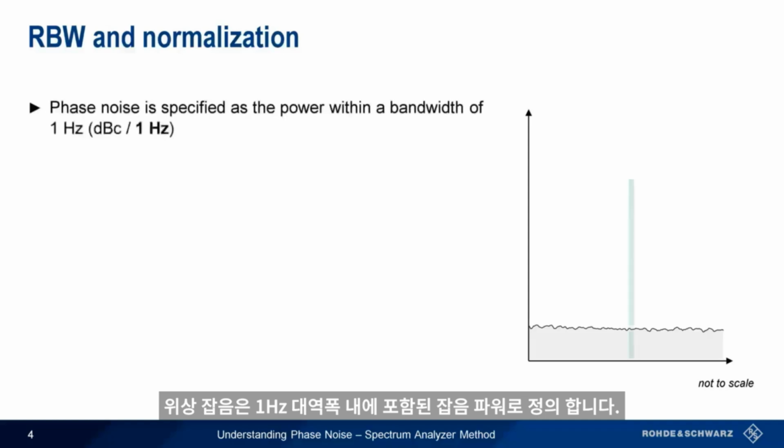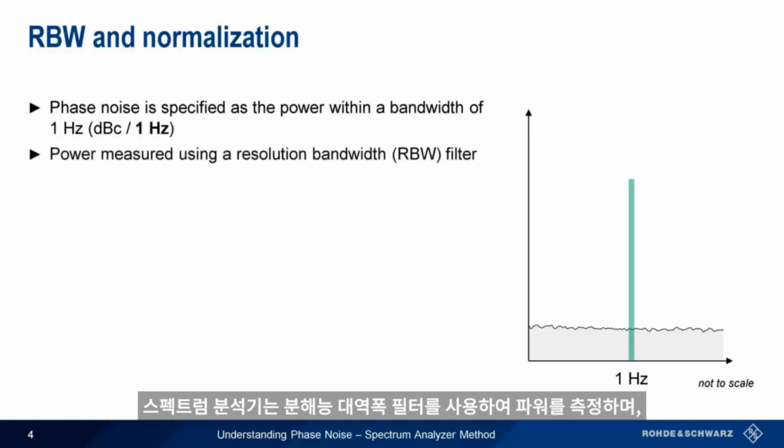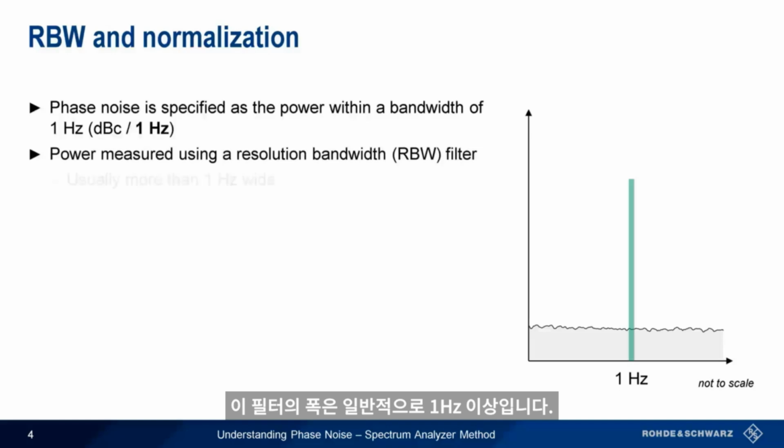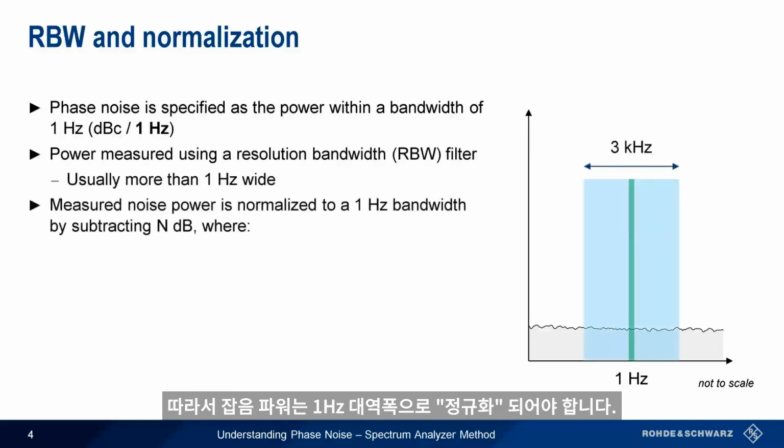Recall that phase noise is specified as the noise power contained within a bandwidth of 1 Hz. Spectrum analyzers measure power using a resolution bandwidth filter, and this filter is usually more than 1 Hz wide. Therefore, noise power has to be normalized to a 1 Hz bandwidth.